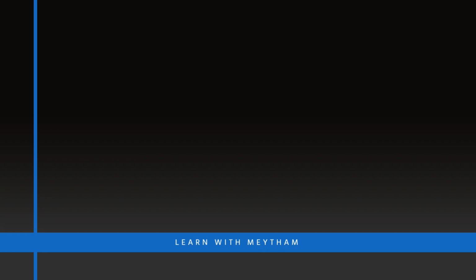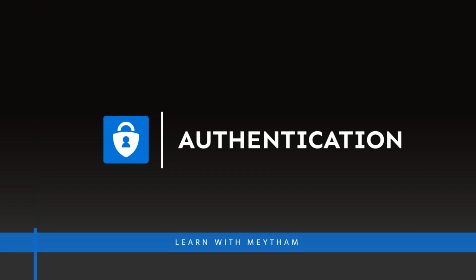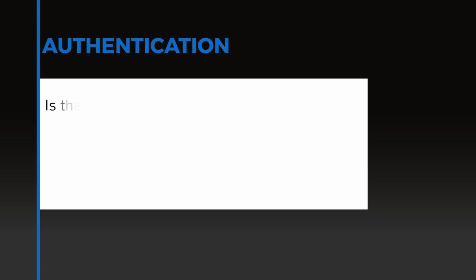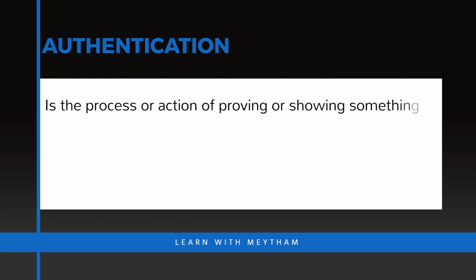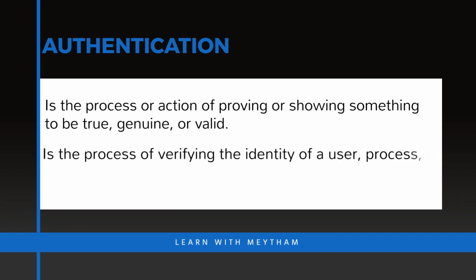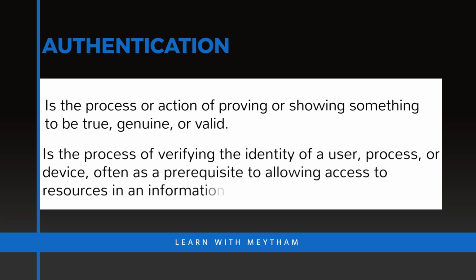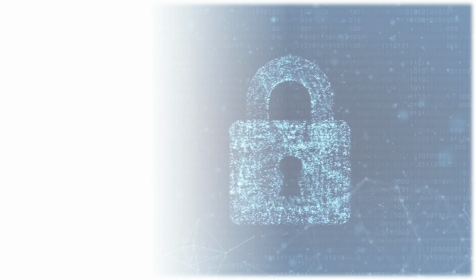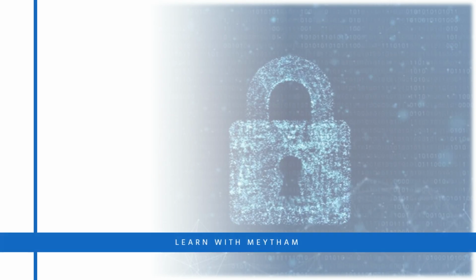Before we start talking about authentication protocols, it's better to understand the meaning of authentication. Authentication is the process or action of proving or showing something to be true, genuine, or valid. In computer science, authentication is the process of verifying the identity of a user, process, or device, often as a prerequisite to allowing access to resources in an information system. There are various authentication protocols in use today with their strengths and weaknesses. Authentication may never keep your information perfectly secure, but it can make it harder for hackers to accomplish their goals.